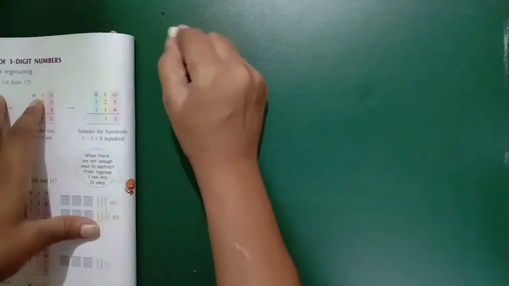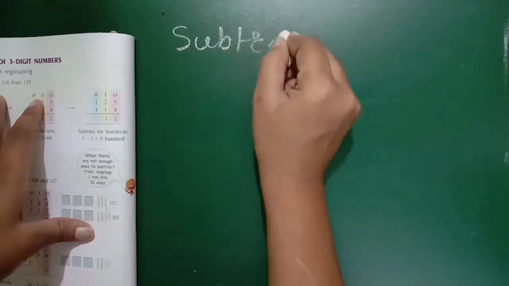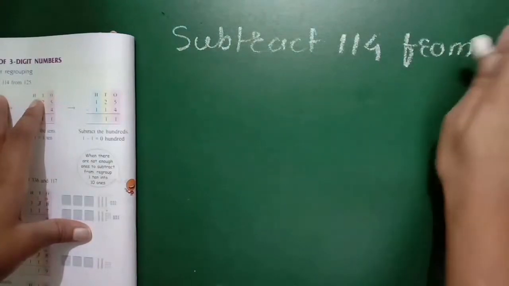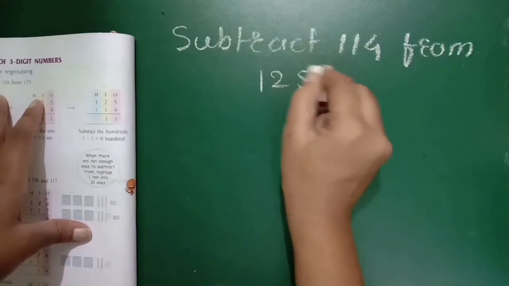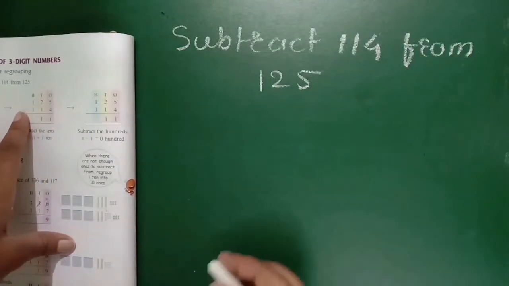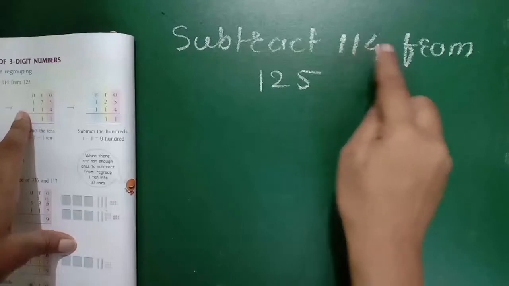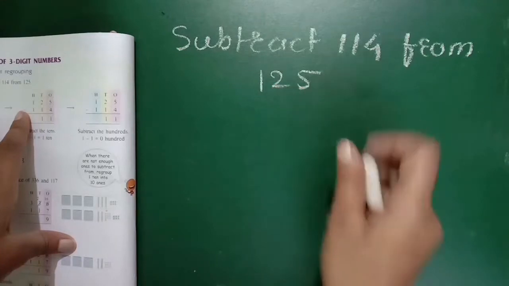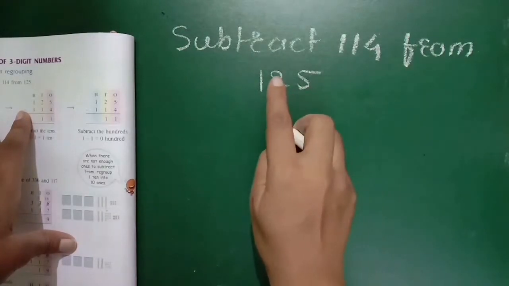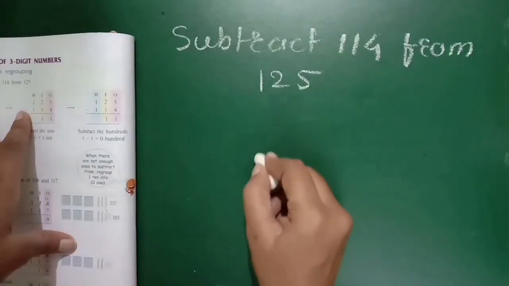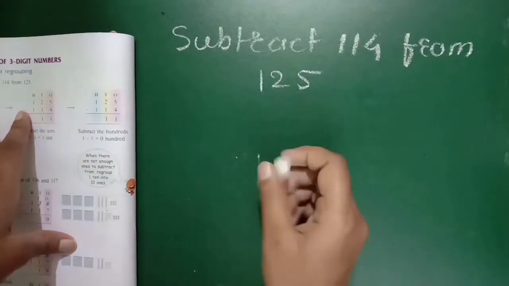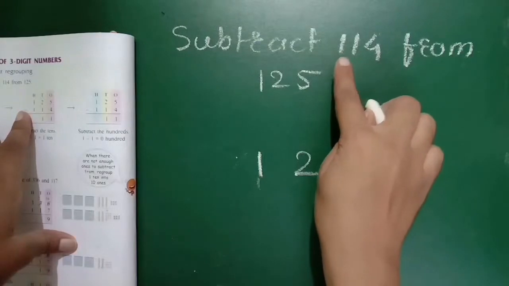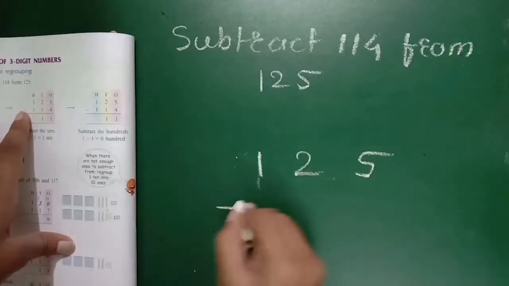Subtract 114 from 125. Okay, students, we have to subtract 114 from 125. First of all, write the bigger number, that is 125. Which one is the bigger? Yes, 125. So write here 125. Okay. So subtract 114. Minus 114.